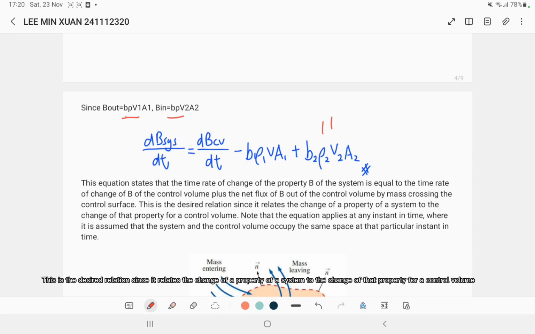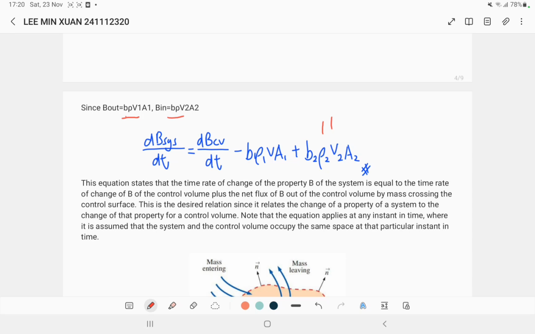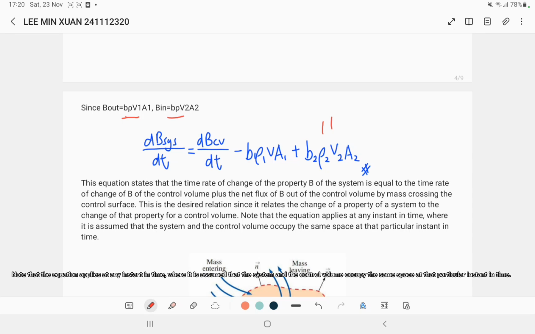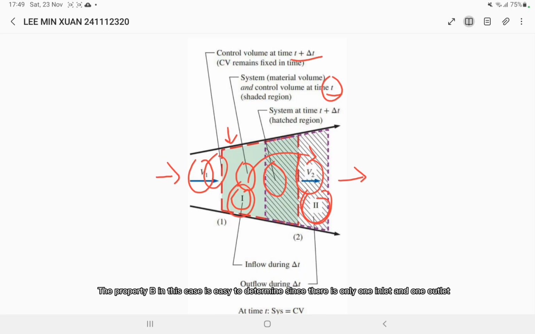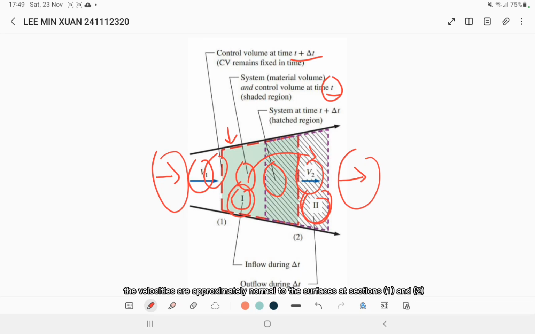This is the desired relation since it relates the change of property of the system to the change of the properties of the control volume. So we can see that the equation applies at any instant in time, where it is assumed that the system and the control volume occupy the same space at that particular instant. The property B in this case is easy to determine since there is only one inlet and one outlet, and the velocity is approximately normal to the surface at section 1 and section 2.